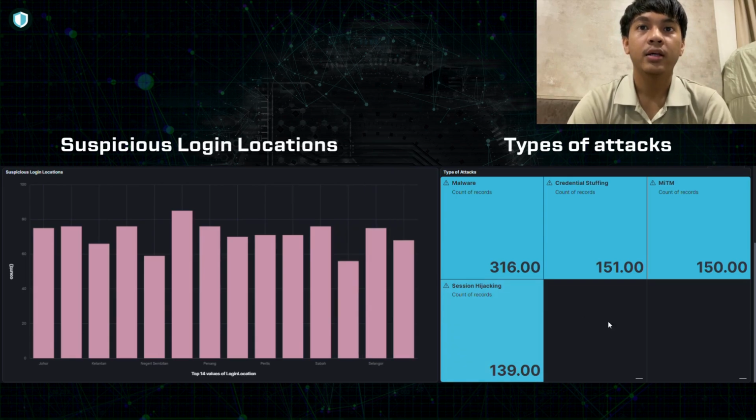The malware attack is 360, credential stuffing 151, MITM 150, and session hijacking 139. We sum up all these attacks to 756. That means total 1000 minus all types of attack, we get 244 as unknown threat.